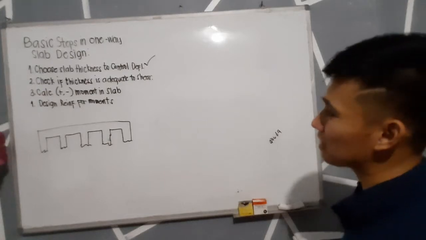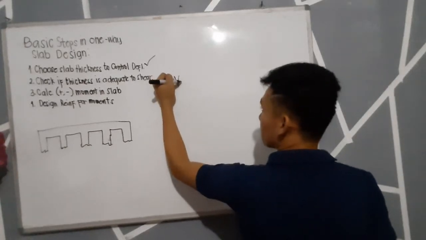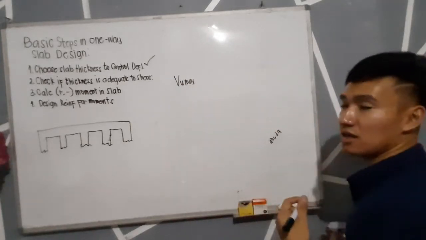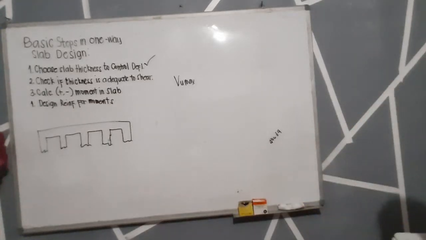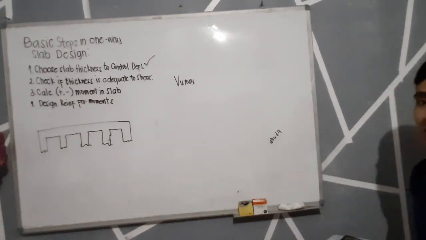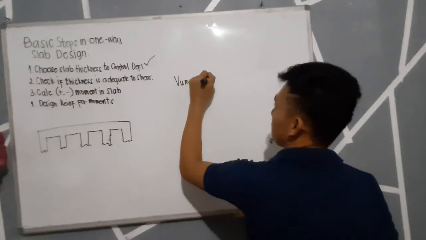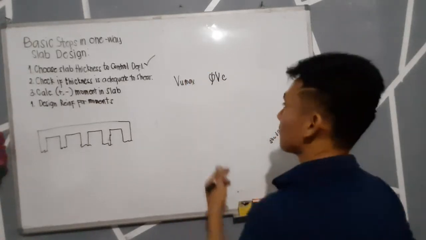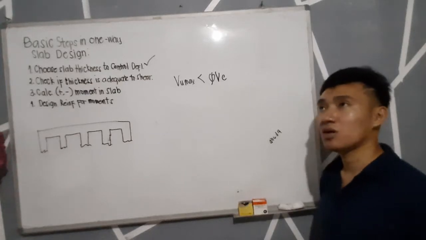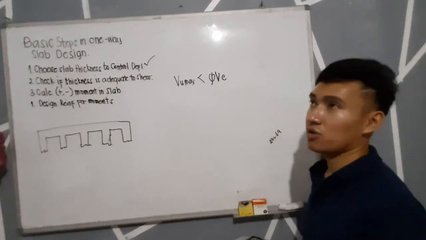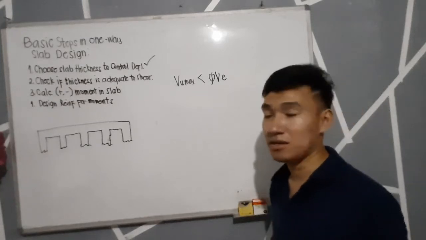In checking if the thickness is adequate for shear, we need to compare the maximum shear, the Vu max, to the concrete design shear strength, which is phi Vc. Take note that the maximum shear must be less than phi Vc. In solving for the maximum shear, the code has given us tables of formulas for approximate shear in one-way slabs and beams.